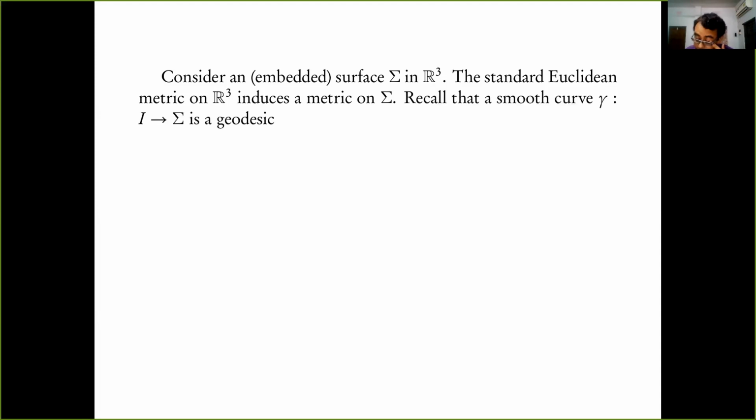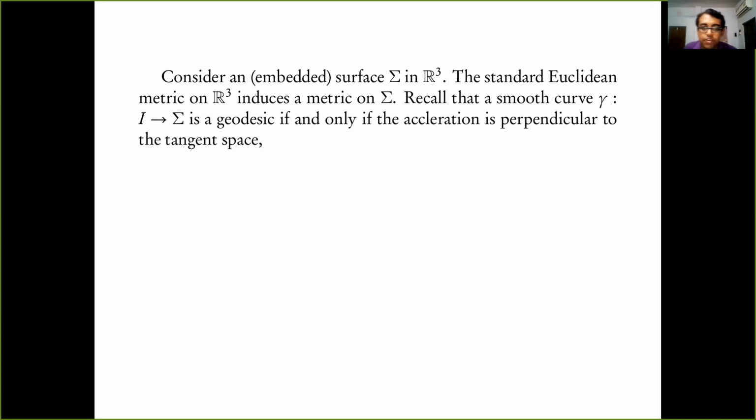Remember from the theory of surfaces, one of the results that you have seen in a course earlier, and we have also discussed this in our tutorial session, is that a smooth curve lying on the surface is a geodesic if and only if the acceleration is perpendicular to the tangent space. This is much more than saying that the acceleration is perpendicular to the velocity. That's a rather easy fact that you can deduce simply by saying that the velocity of a geodesic has the property that its norm is constant. In other words, the speed of a geodesic is constant.